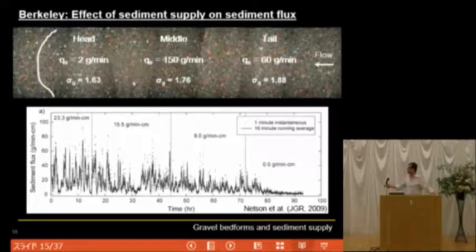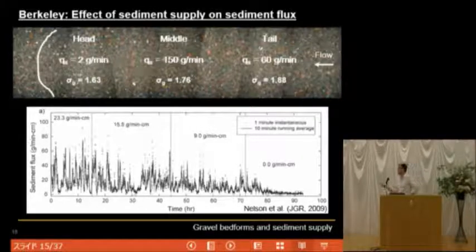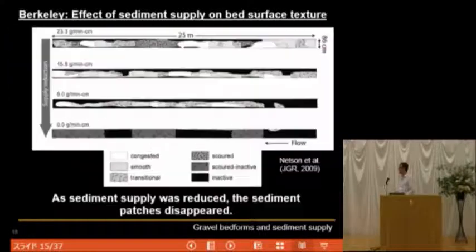And it produced a time series of sediment flux that looks like this, right? Where we had several orders of magnitude fluctuations in gravel flux, based on what portion of a sheet was going out of the channel at any one particular time. And just like in the Scuba experiments, as we went to lower and lower sediment supply, the fluctuations got smaller and smaller.